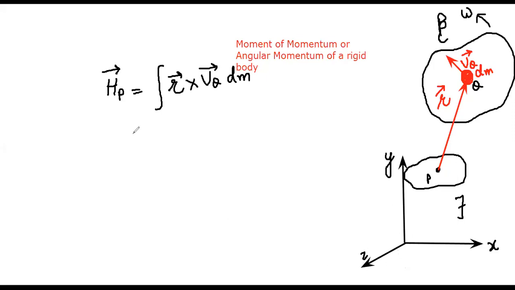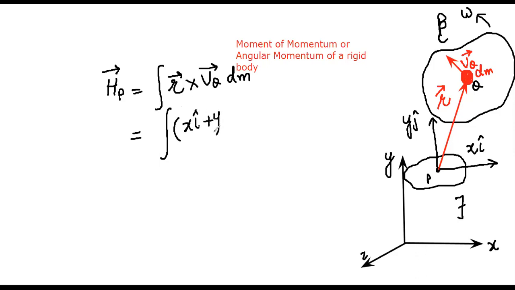So this angular momentum can be written as the integral of, now look at this radius vector r. This radius vector r can be resolved into two components. It has a component along the x-axis, x i cap, and a component along the y-axis, whose magnitude is y, that is y j cap. Since this r vector lies on the xy plane, the components of r vector are x i cap plus y j cap. These are the components of r, and we have the cross product with v.